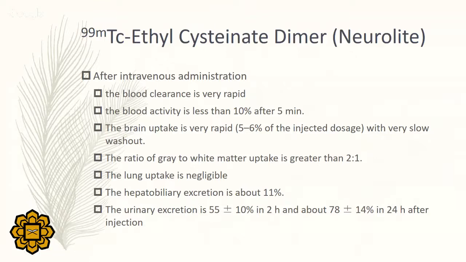So that means the blood clearance is actually rapid due to this excretion by the urine. At 2 hours, 55%, so that's really quick. After 2 hours, you found 55%, and at 24 hours, 78% of it is found in the urine.